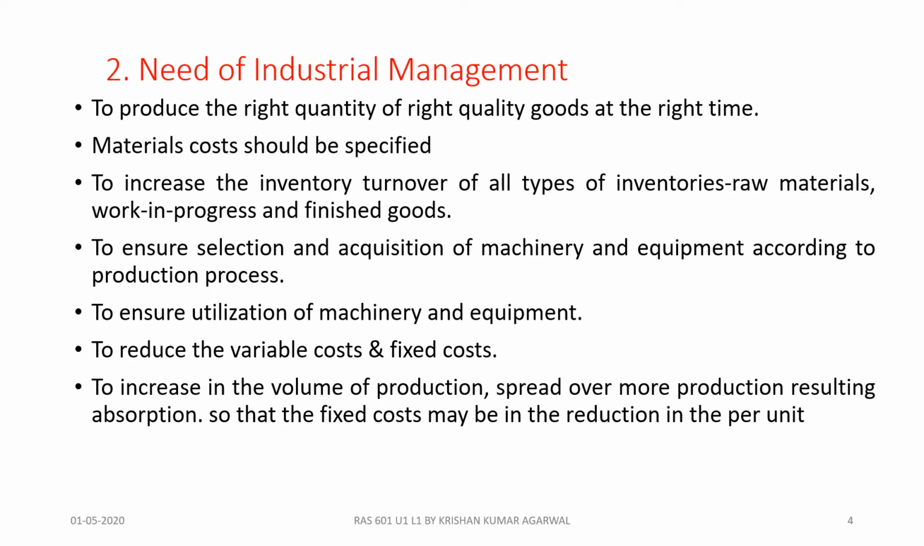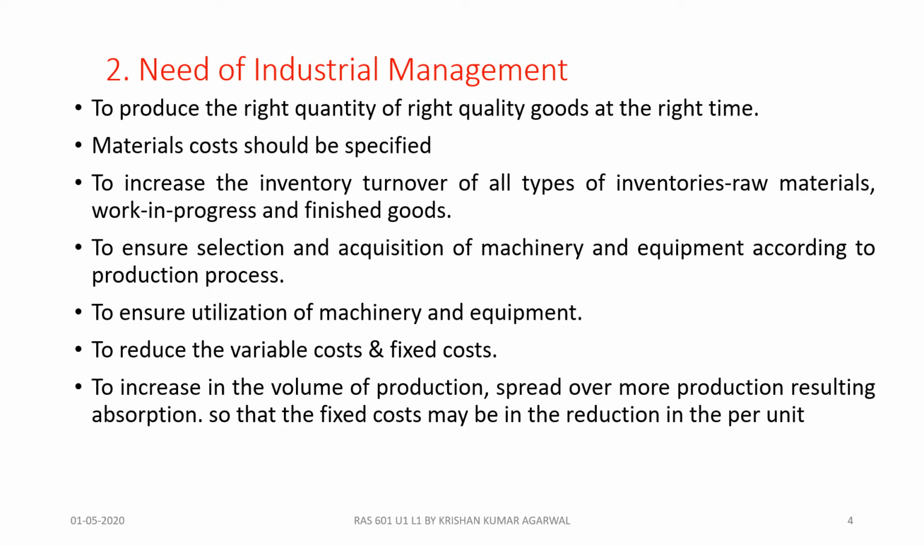Next, material cost should be specified as a resource, not the material only, but all the resources which are being used for the production purpose, their costs should be specified, and one should try to keep them as minimum as possible. The next point in support of the need of industrial management is that it provides the knowledge related to inventory, that is inventory turnover of all types of stock that are being used, that may be stock, may be raw material, it may be in the form of WIP, that is work in process, and the finished goods.